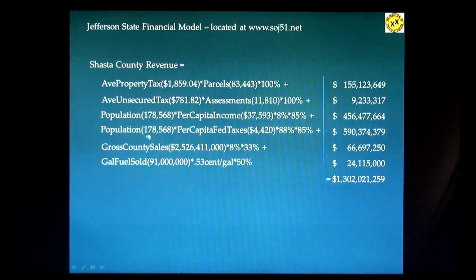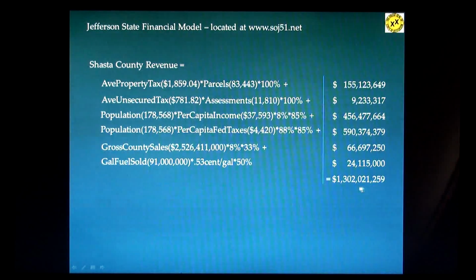And then again, we use population and per capita federal taxes paid, 88 cents on the dollar coming back, and then 85% of that number. County gross sales times the 8% sales tax rate times a 33% contribution to the county of Shasta. And the last piece would be our gallons of fuel sold times 53 cents per gallon times a 50-50 split. That's how the numbers are generated for the county of Shasta.